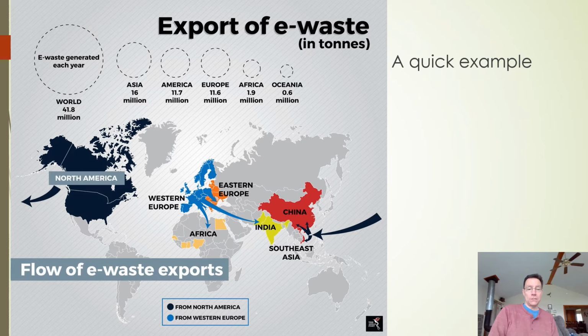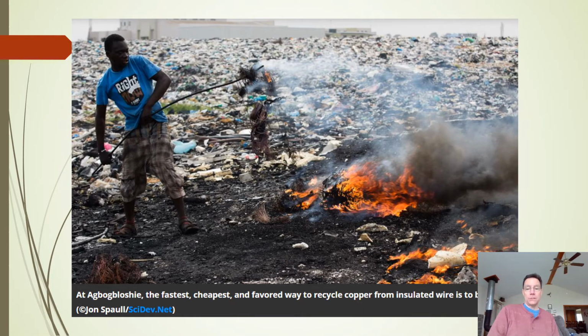So this little picture is showing you from Europe and North America. Our electronic waste often ends up not getting disposed of in Europe or North America, but in Africa or India or China or Southeast Asia. So we ship in products that were built elsewhere, and then we ship back our waste. Here is a picture from Ghana that I found online. It is an e-waste dump.